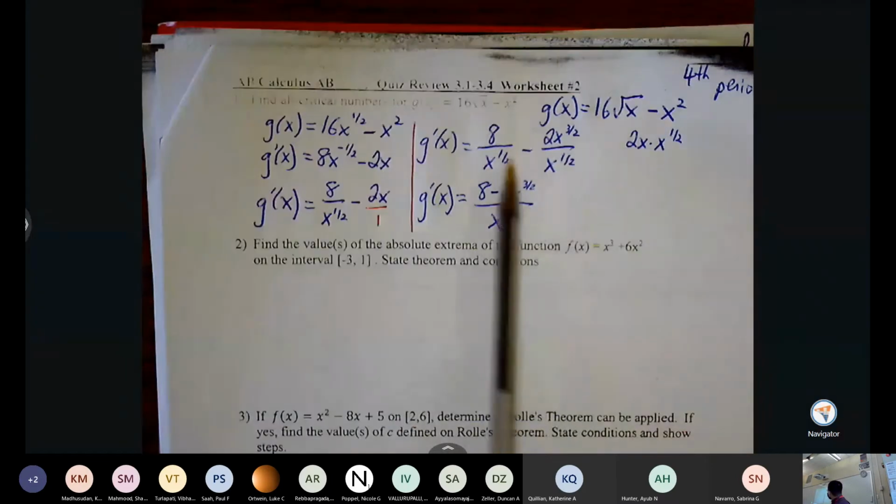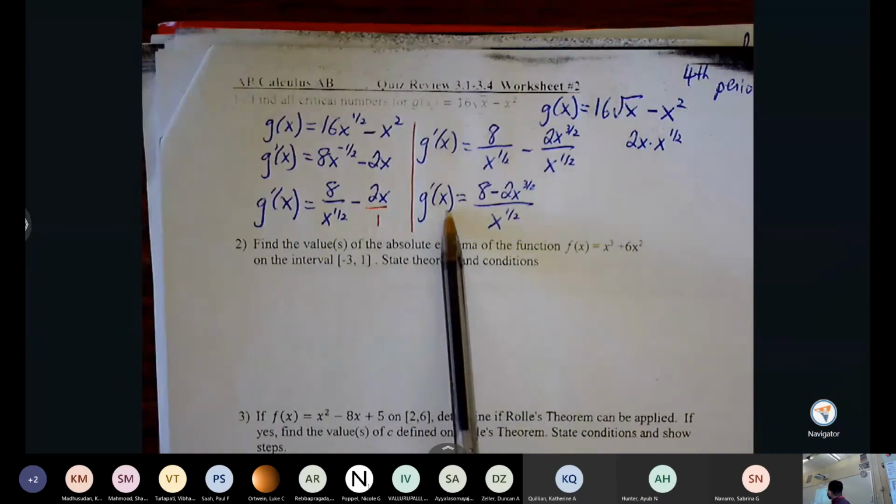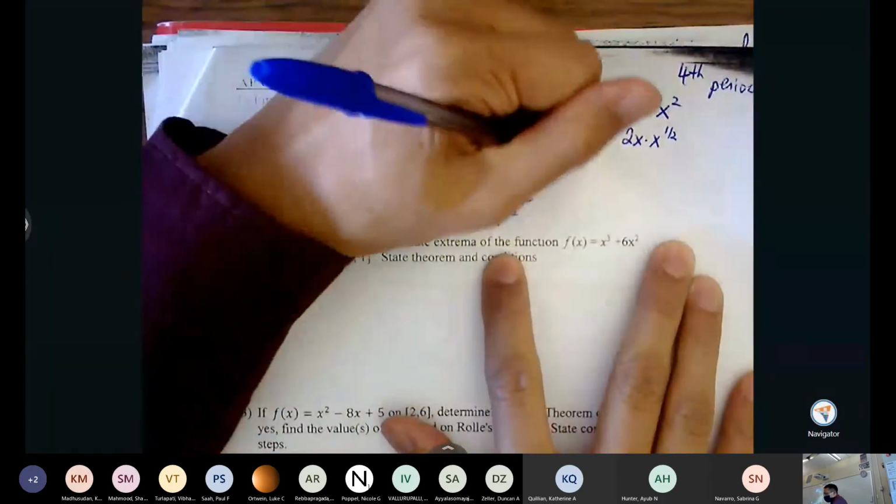Okay, are we good up to this point? So now we have a nice clean fraction. We have two places to look for critical points. Set the numerator equal to 0, set the denominator equal to 0. Okay, and whatever we receive will be our critical points.